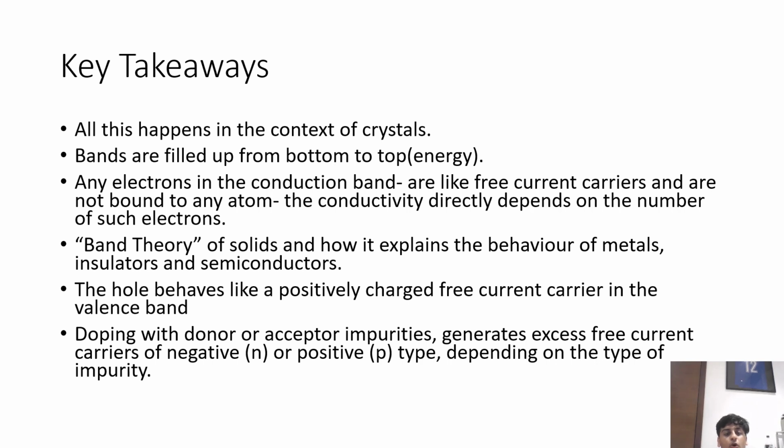And finally, we spoke about doping. Doping with donor or acceptor impurities generates excess free current carriers of negative or positive type, depending on the type of impurity that you add.